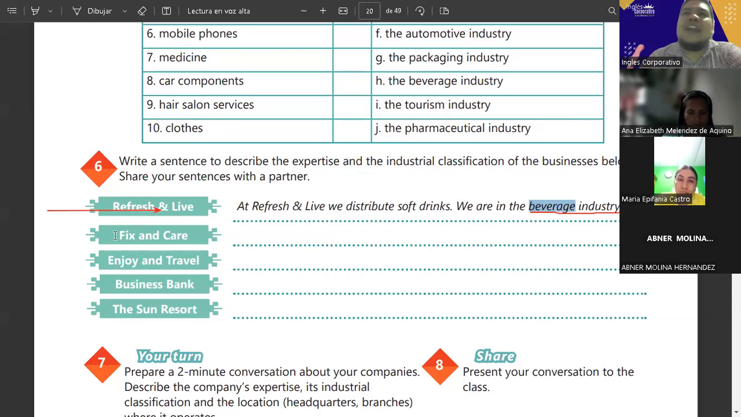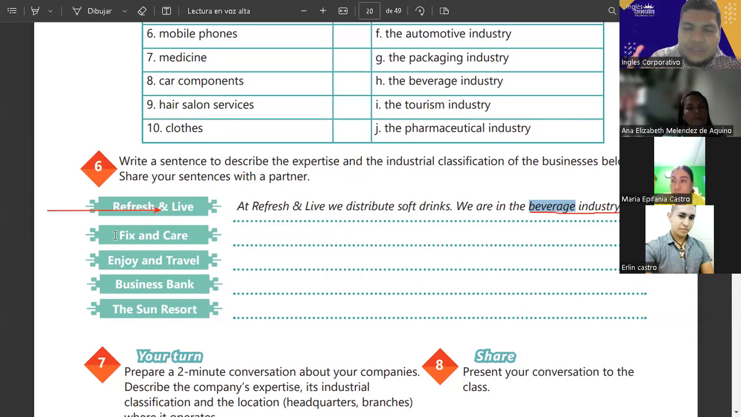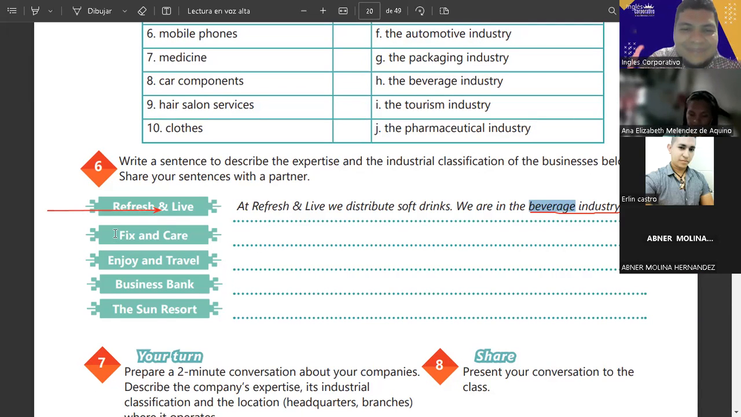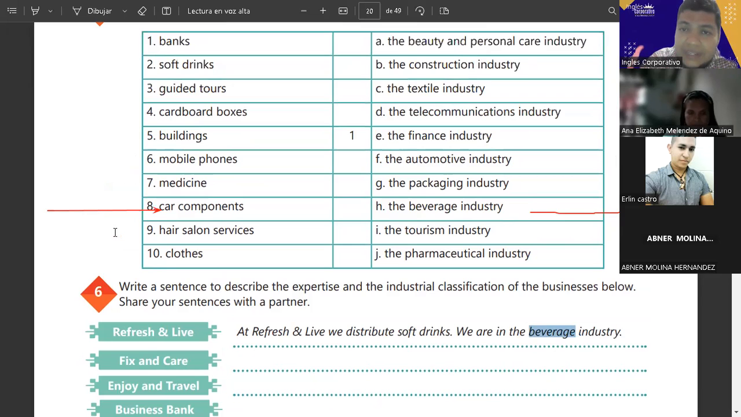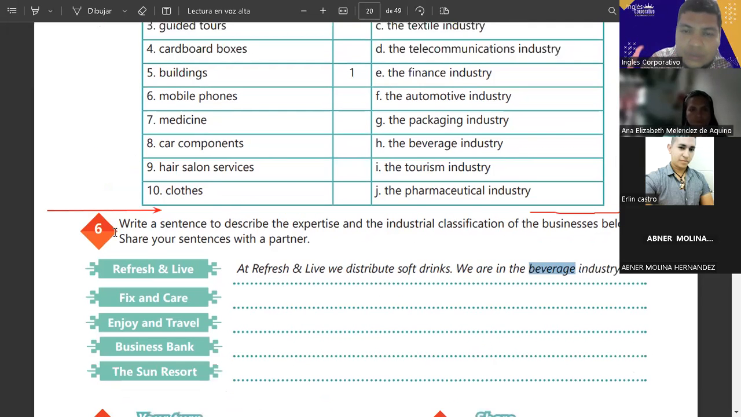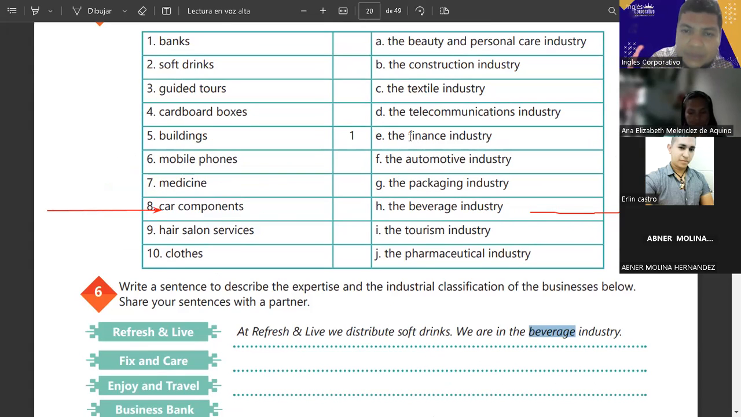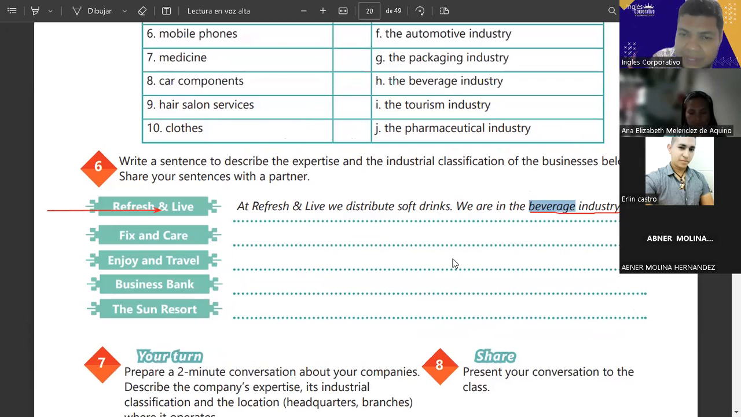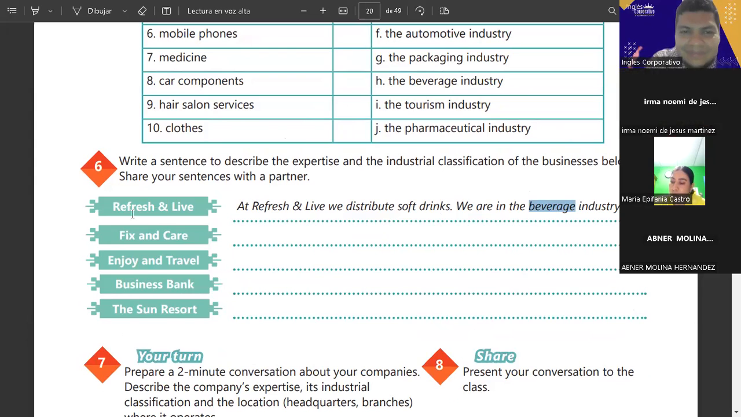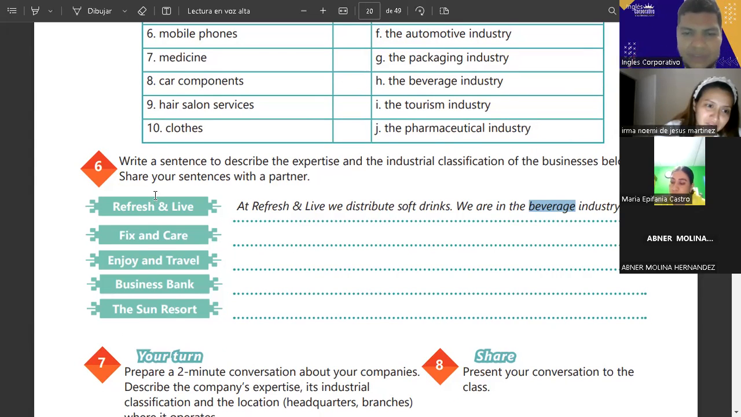So now then we have Fix and Care. What comes to your mind or what do you think when you see Fix and Care? Fix and Care? ¿Qué sería? Seguros? So it will be like finance industry, construction, beauty and personal care industry. What do you think? Una compañía que se llame Fix and Care, ¿de qué industria crees que puede ser? Beauty. De belleza, beauty. Yeah, right? Yeah, Fix and Care. All right, excellent.